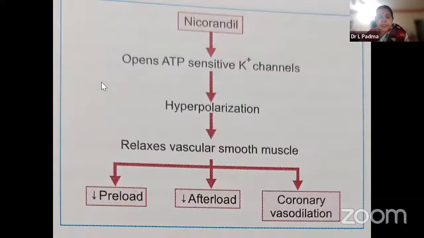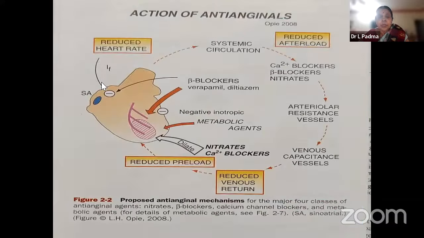Nicorandil is a little bit of a newer drug which can decrease both preload and afterload and hence cause coronary vasodilatation, by a mechanism in which it opens up the ATP sensitive potassium channels. So you can't use it with a potassium channel blocker. Name a potassium channel blocker which we use commonly. Anybody? Glibenclamide, an oral hypoglycemic agent. So you have to be careful. In such cases, these drugs antagonize each other and you may land up in therapeutic failure.